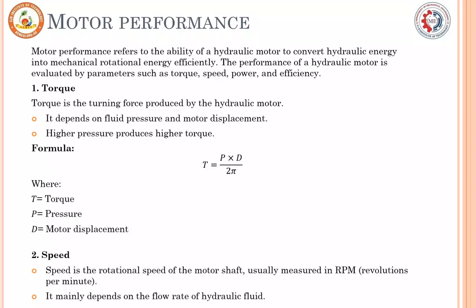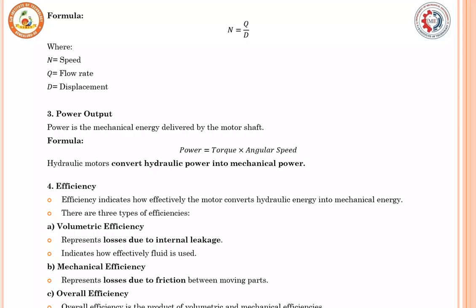The second parameter is the speed. The rotational speed of the motor shaft is usually measured in RPM, revolutions per minute. It mainly depends on the flow rate of the hydraulic fluid. The formula is N is equal to Q by D, where Q is the flow rate and D is the displacement, and N is the speed that you are going to compute.